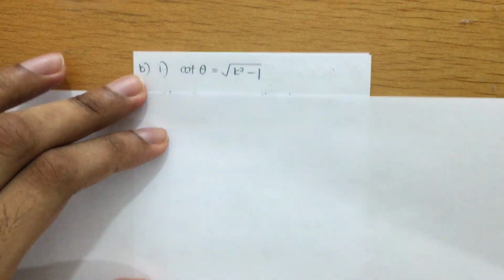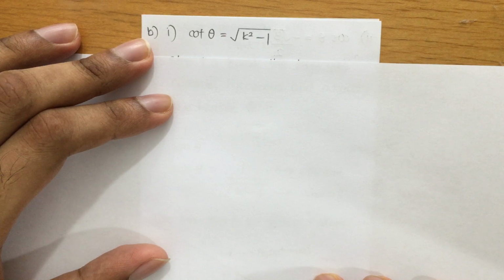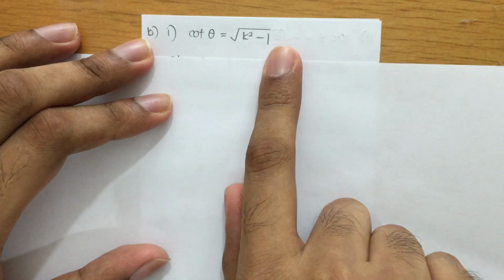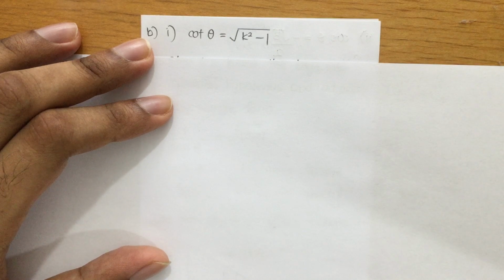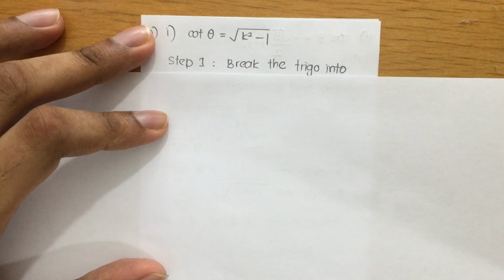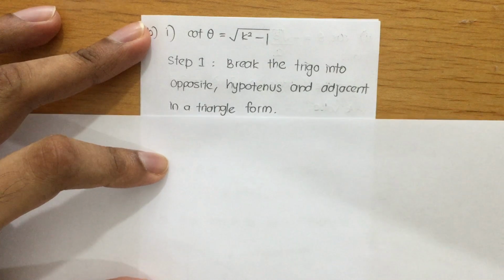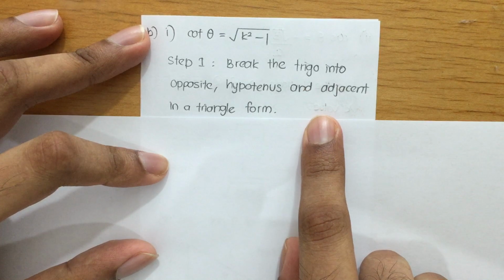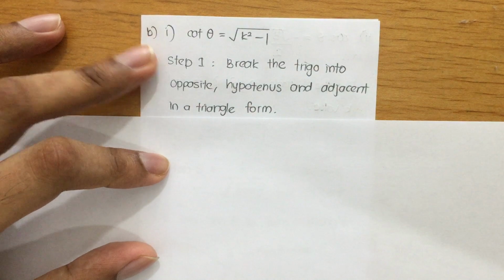Okay, this question asks us to find our k value from the given case where sine theta equals cosine theta, and cotangent theta is given as k squared minus 1. So from here, how are you going to continue, guys? I'm going to show you the methodology. Step 1 is we're going to break this trigonometry into opposite, hypotenuse and adjacent. How are you going to do that? We are going to do it in a triangle form. These are the fundamentals of your trigonometry, guys. Opposite, hypotenuse and adjacent. Okay, let us continue.